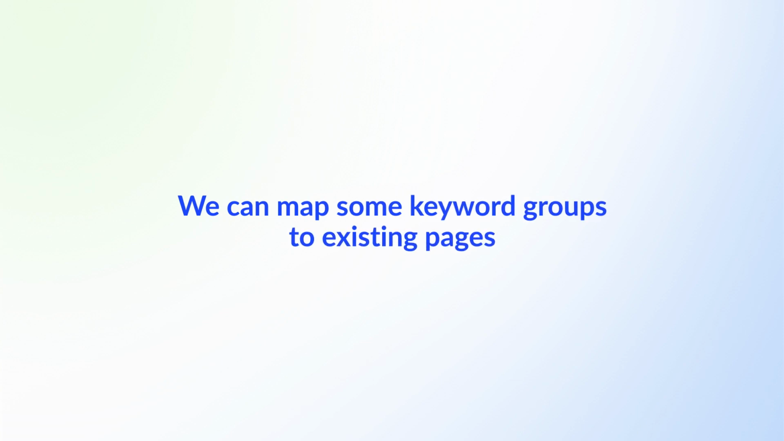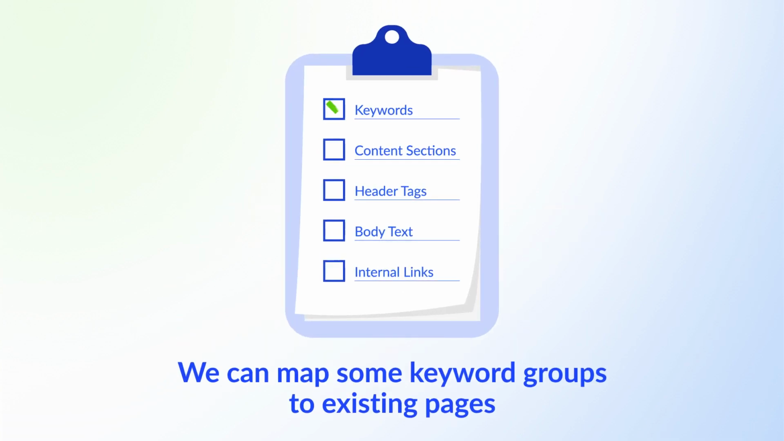In this example, we can map some keyword groups to existing pages. We can add in keywords, add new or update existing content sections, or re-optimize header tags, body text, internal links, and so forth. This can boost the topical authority of existing topics on your website. For example, if you were the go-to website for Toyota cars in your area and you took a break from creating content, coming back and creating new content for any new models that you may have missed will boost the overall authority of the website.